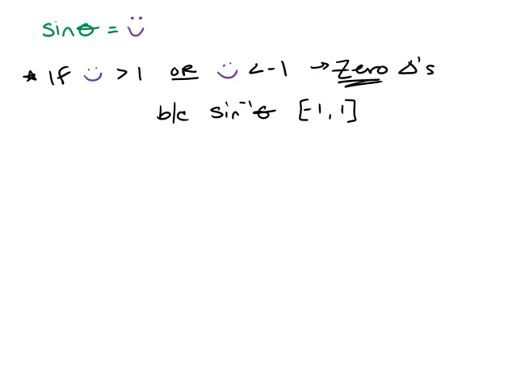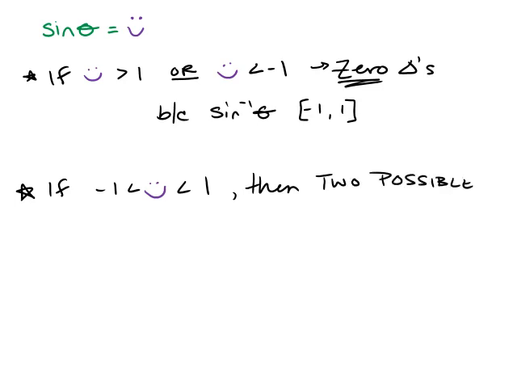On the other hand, if smiley face is between -1 and 1, then there are 2 possible triangles. And of the 2 possible triangles, there is either one acute or one obtuse.